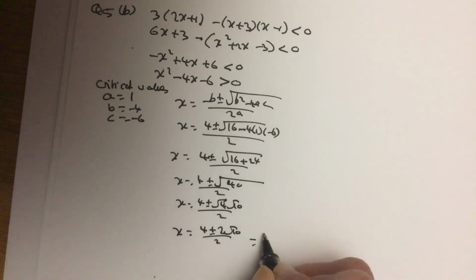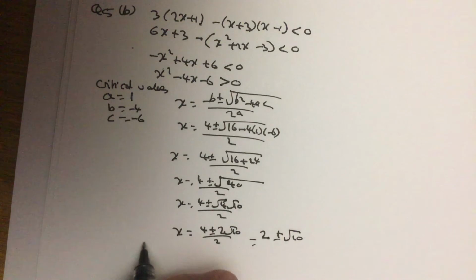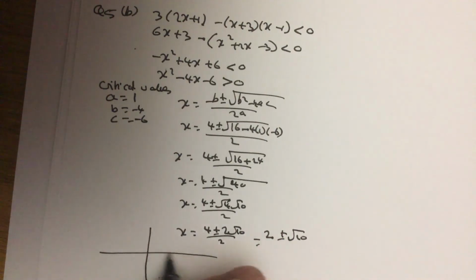Now you would be expected to cancel that down to 2. 4 divided by 2 is 2. 2 divided by 2 is just 1. Now drawing out your wee graph. 2 plus root 10. 2 minus root 10.